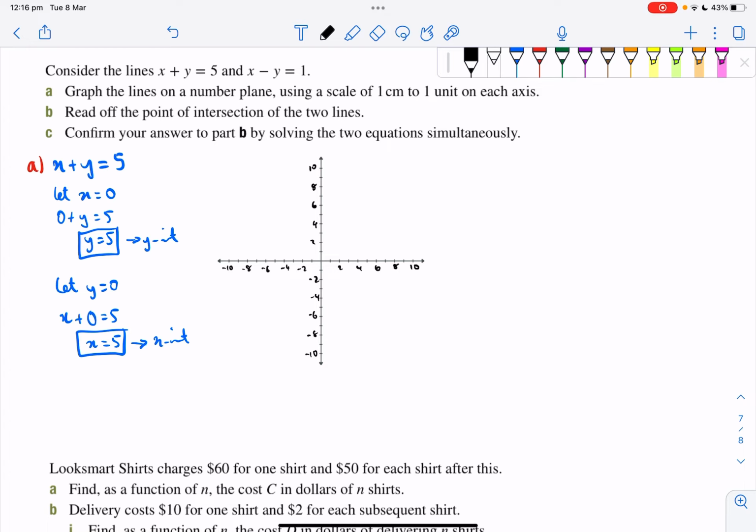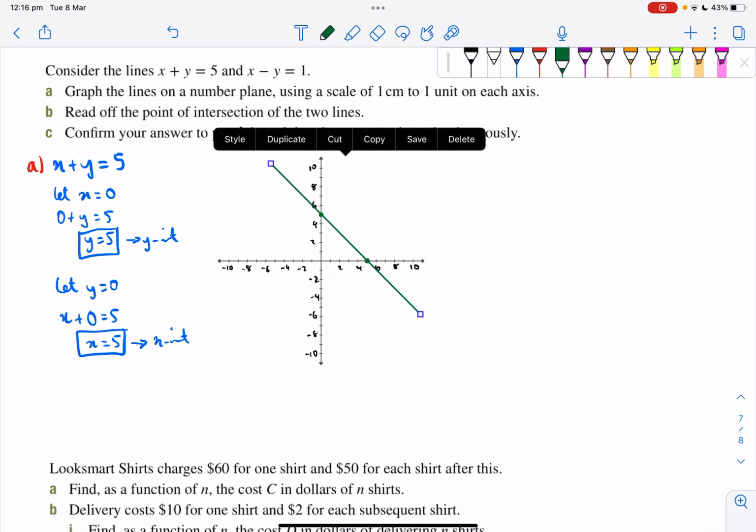All right. So now we have our y-intercept at 5. That's around there. Our x-intercept at 5. And we're going to draw the line here. But don't do it like that. You have to extend the line. We extend it like so. And there we go. That's x plus y equals 5.